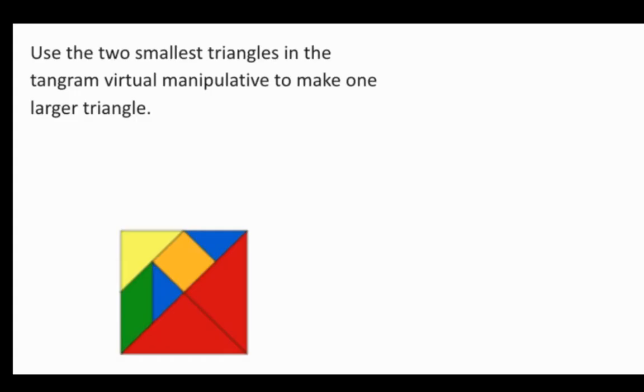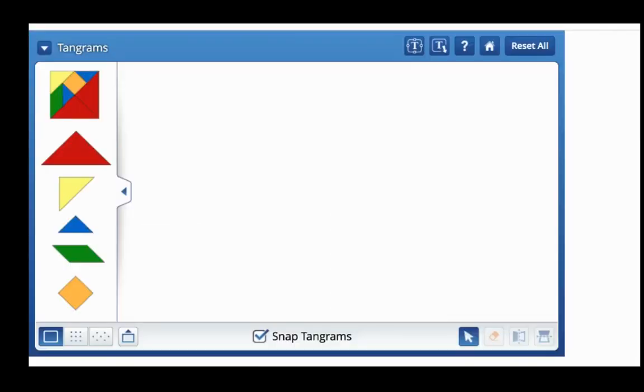Let's practice with an example from today's lesson. Use the two smallest triangles in the Tangram virtual manipulative to make one larger triangle. So let's go back to the Tangram virtual manipulatives. And if you look, the two smallest triangles are the blue ones. So if I put them next to each other, that doesn't really make a larger triangle. So what I might need to do is rotate this a little bit. And look at that. If I rotate one of the triangles and I put them next to each other like so, then I have a larger triangle.